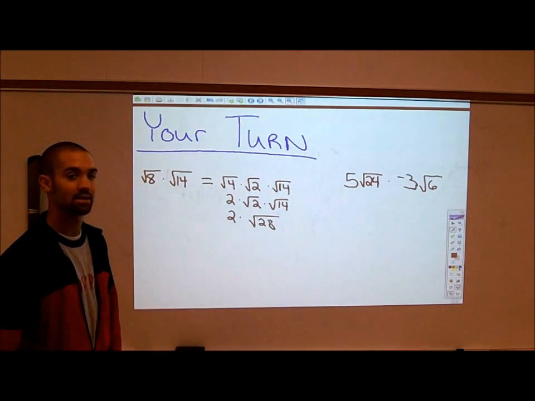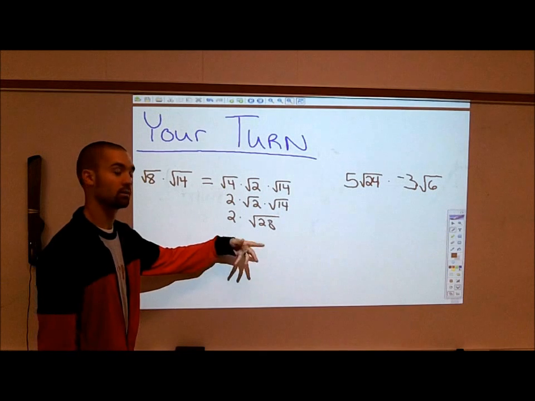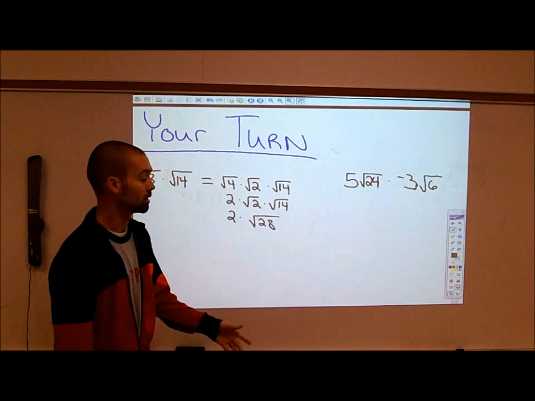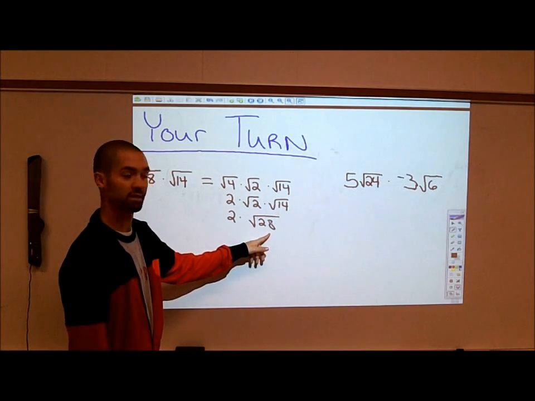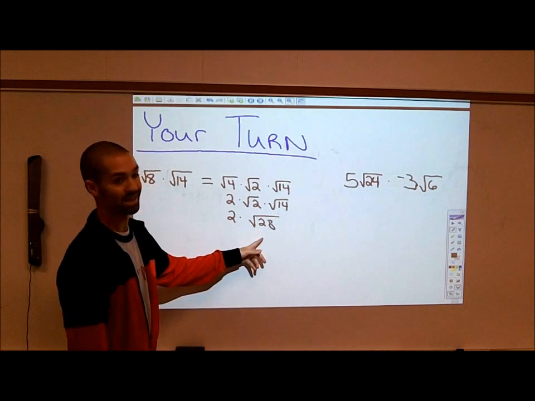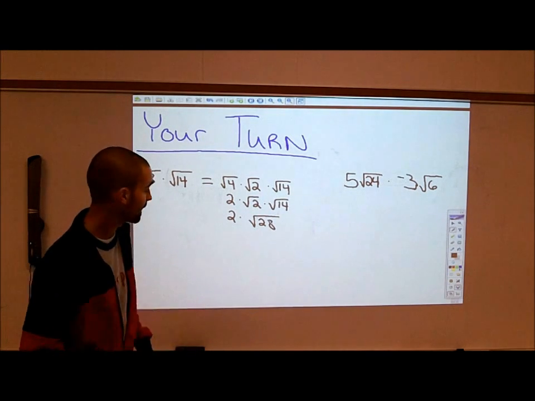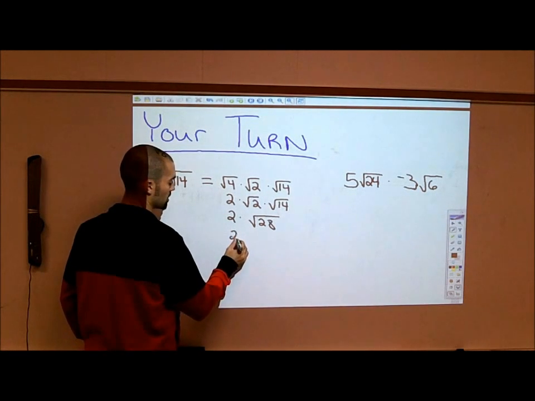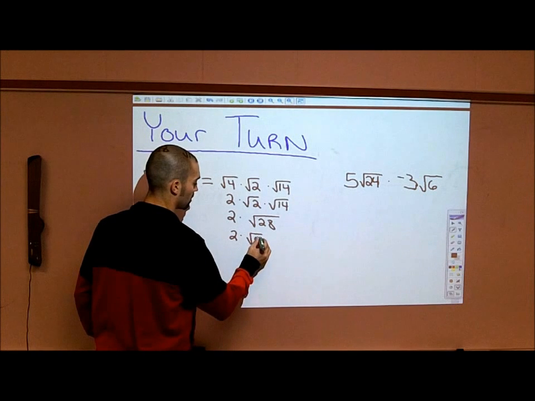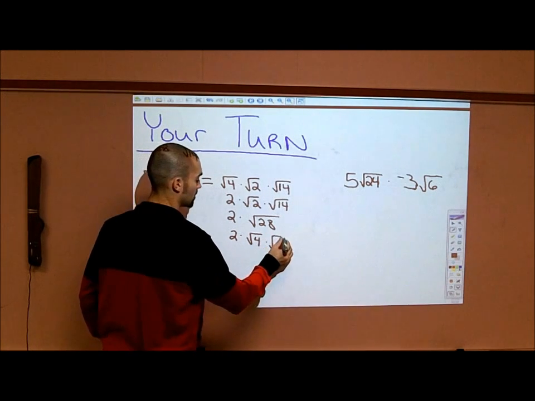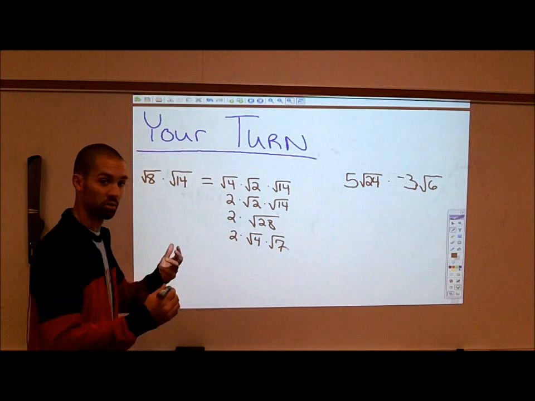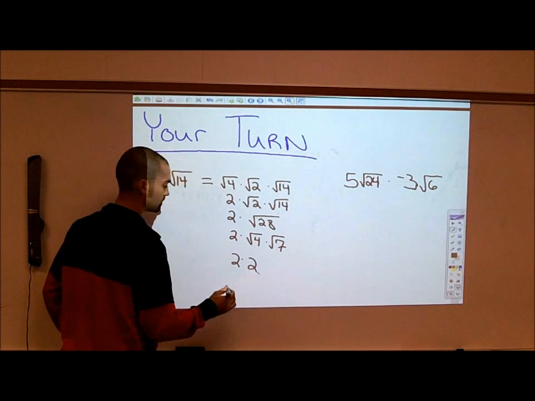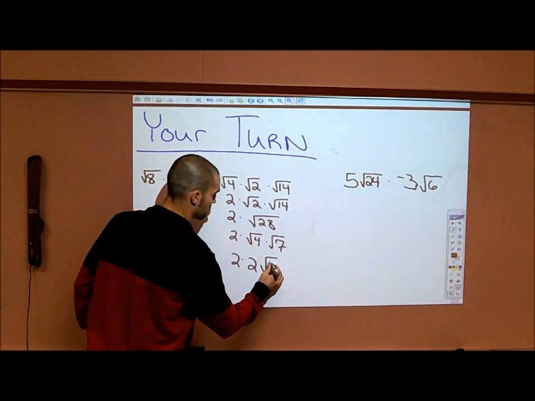Well, now I have to see if I can simplify. Is 28 a perfect square? No. Is there a perfect square hiding in 28? Well, I start with the closest one. 25 can't go into 28. 16 can't go into 28. 9 can't go into 28, but 4 can. Right? So now I have 2 times the square root of 4 times 7, which is 28. Can we take the square root of 4? You bet. We are amazing. 2 times the square root of 7.